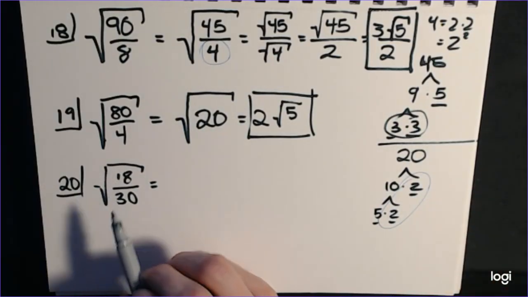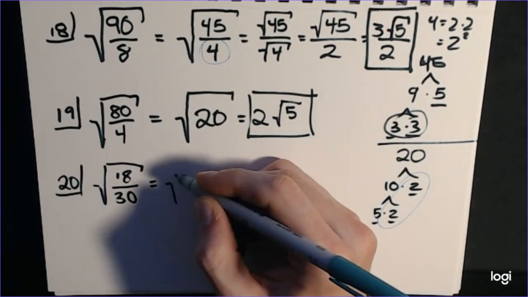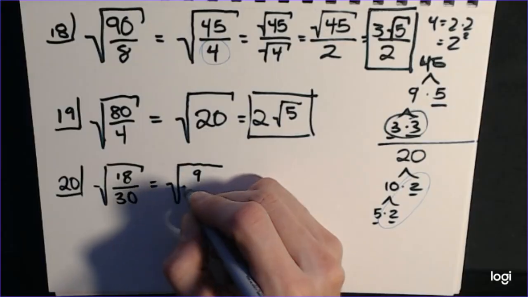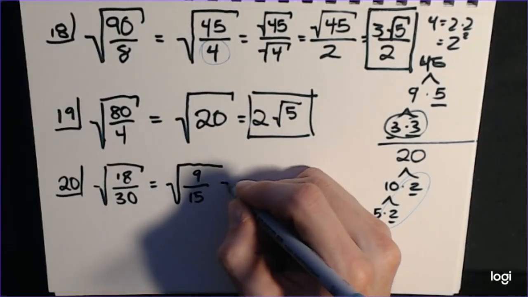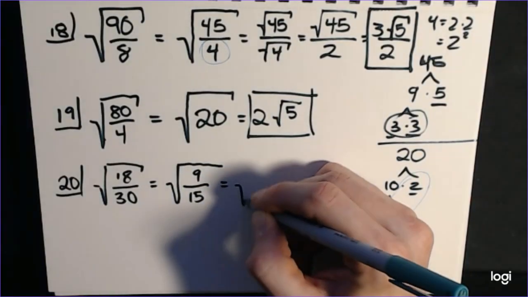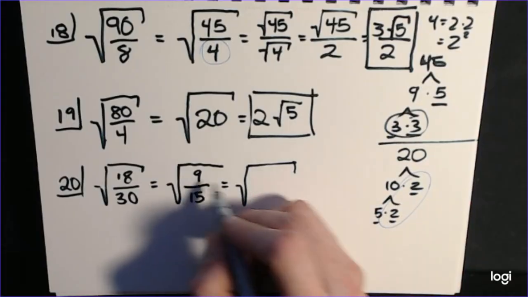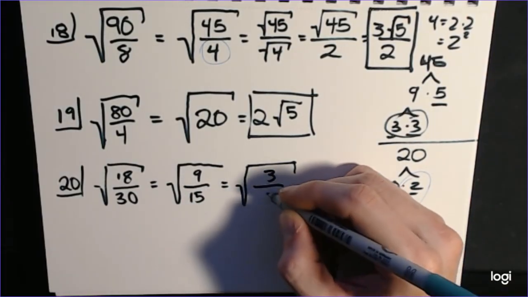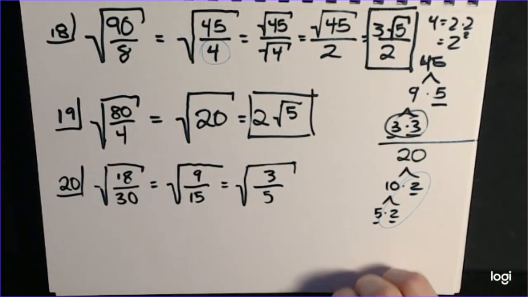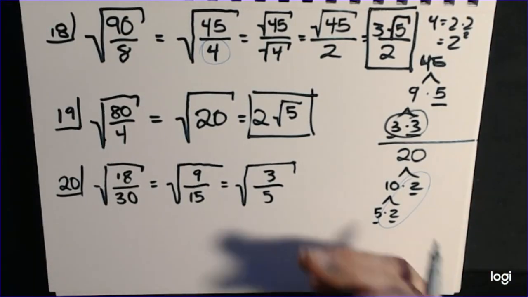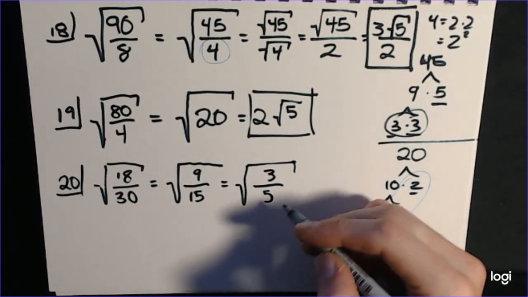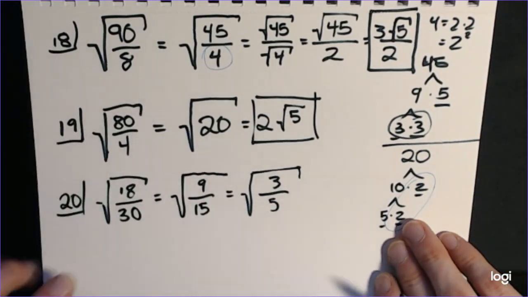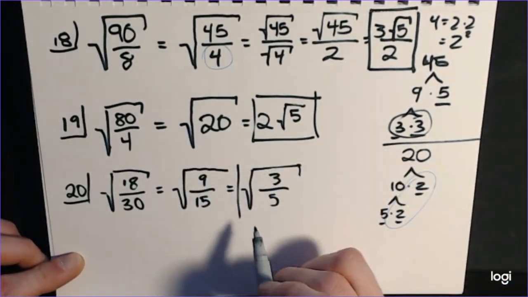Okay, so let's start by dividing by 2. We get 9 over 15, and then we'll divide by 3 from here, which 9 divided by 3 is 3, 15 divided by 3 is 5, and we are done. There is another step for rationalizing the denominator, but again, we're going to cover that at a later time. We've got to put a box around our answer.